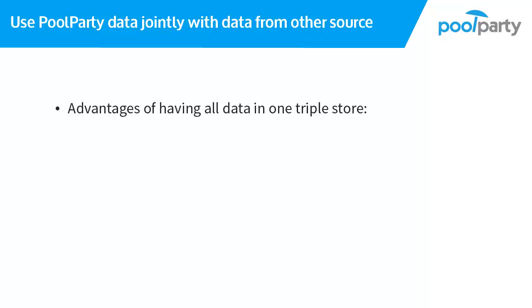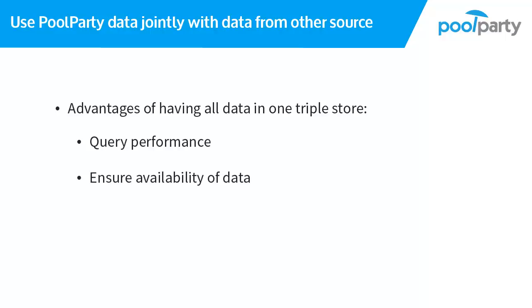For our example, query performance might be the first argument for storing all the data in one triple store, but there are also other advantages. Especially with public linked data sources such as DBpedia, it can happen that their SPARQL endpoints are not always available. It is outside of your infrastructure and you are not able to control uptime and downtime. It therefore is often advantageous to keep synchronized copies of these datasets in your infrastructure to ensure availability.